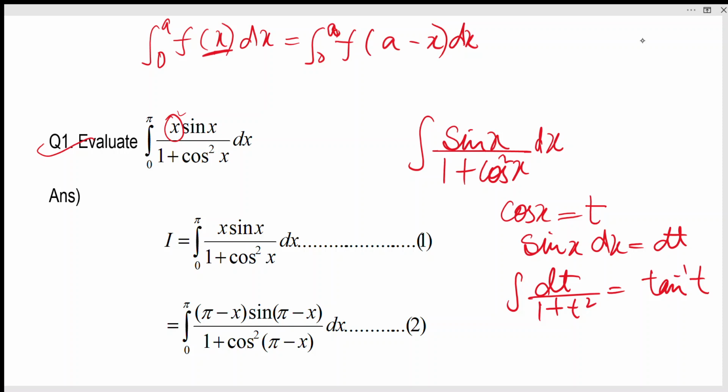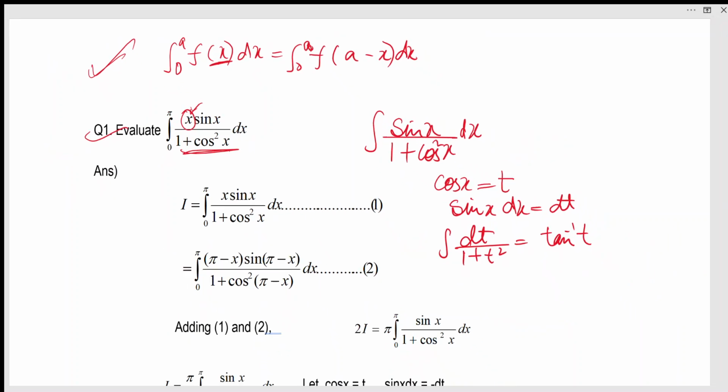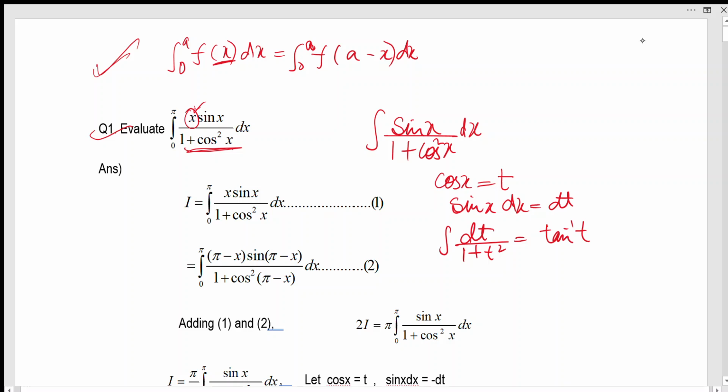Now we have x in this question, and one more thing, this property is applied when there is a function and we have something in the denominator. This property is applied when after applying the property the denominator remains the same. Have a look over here. If I apply the property, wherever I have x over here, here and here, in place of x, just put a minus x. What is a over here? Upper limit pi. So pi minus x, pi minus x and pi minus x.